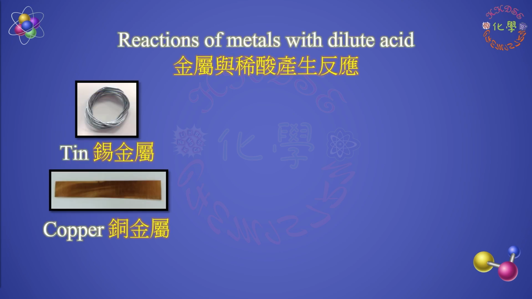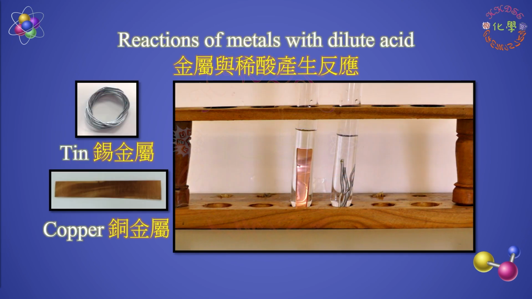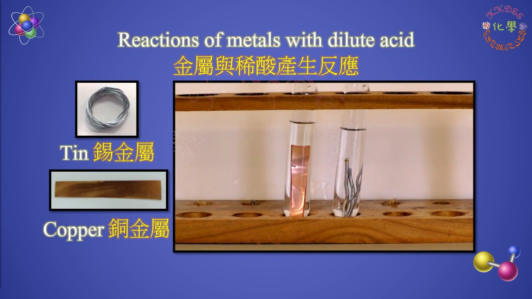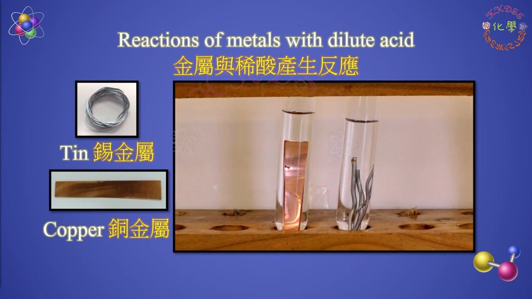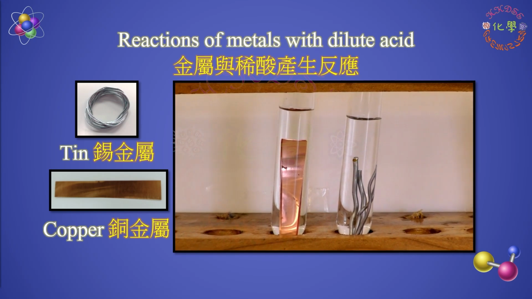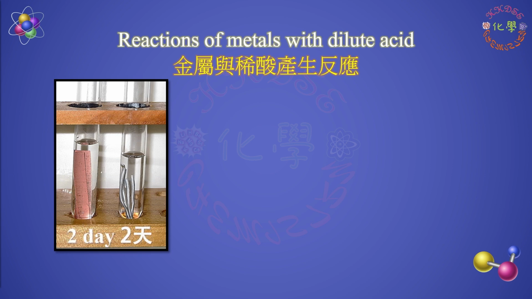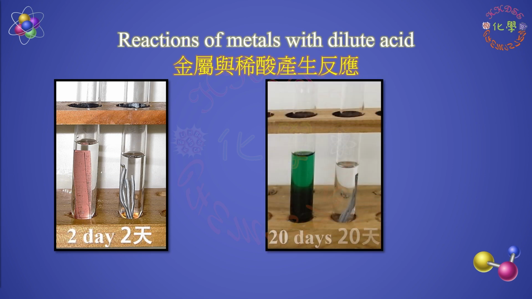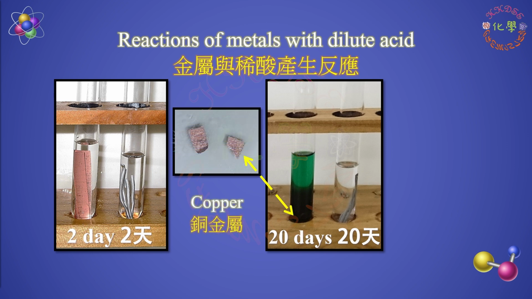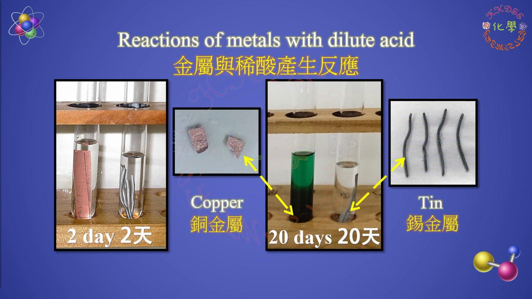Test the reaction of copper and tin with hydrochloric acid. The reaction of both copper and tin does not come immediately, and they remain the same. After 2 days, observe the changes of copper and tin in the test tube. No sign of reaction. After 20 days, the test tube with copper turns green, and the size of the tin metal becomes smaller.